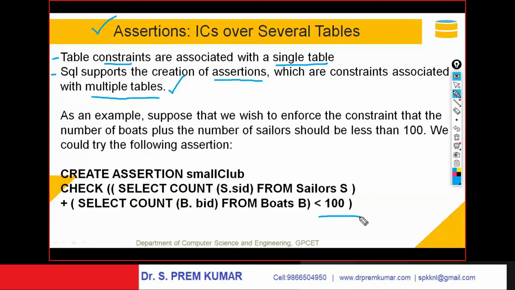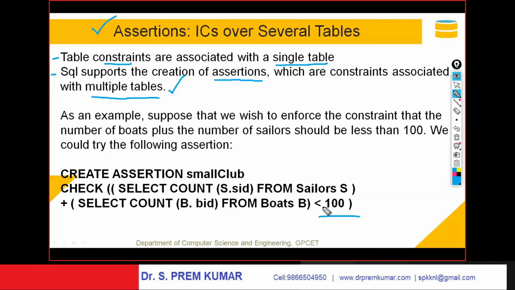I want to have the sailors in the sailor table. That is the sailor table. The number of boats are available in the boat table. So number of sailors plus number of boats should be less than 100. If either boats increased or sailors increased and the total crosses 100, it should not accept either boats or sailors. Once again I repeat, I want to maintain the number of sailors plus number of boats less than 100. If at all it is crossing 100, the data should not be accepted.